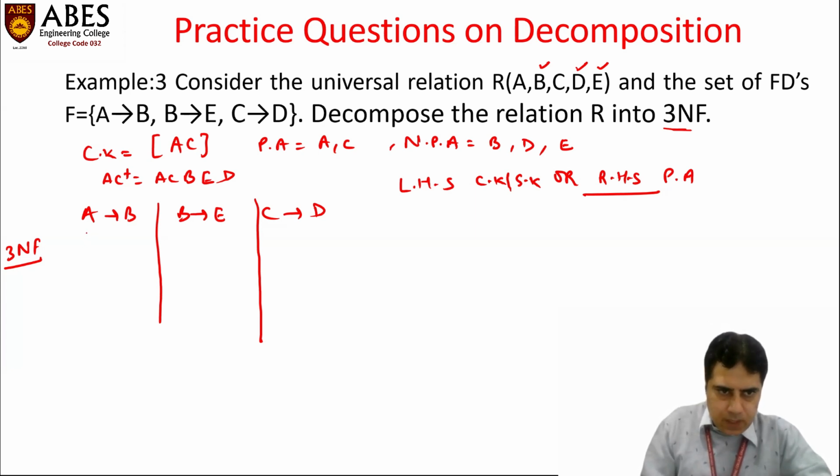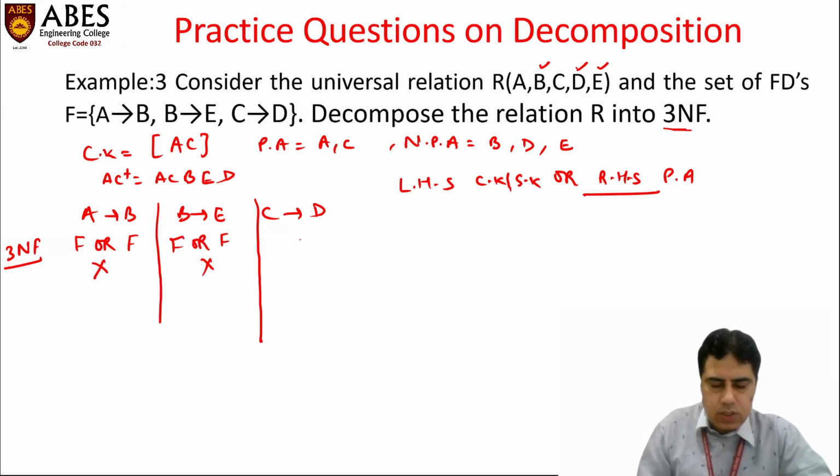Now, is the left hand side the candidate key? No, this is false. Or B is a prime attribute? False. So this is not in 3NF. Now B is the candidate key? False. Or E is a prime attribute? False. This is not in 3NF.